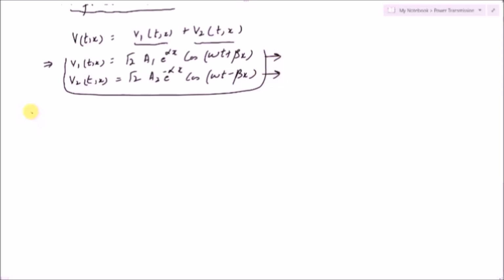Similar equations can be derived or can be assumed for the current wave. So we have current waves as well, and these are incident and reflected.